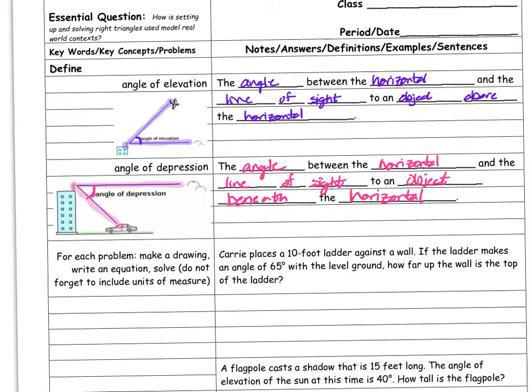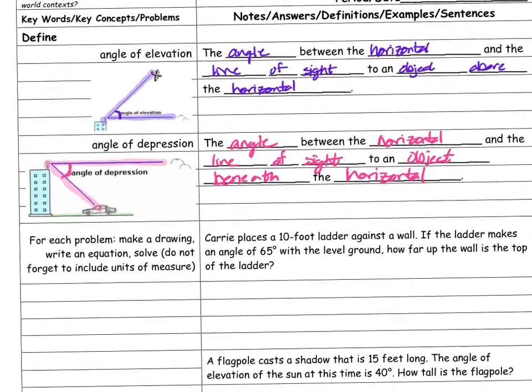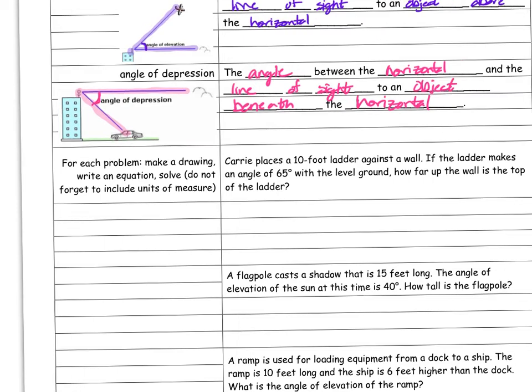I'm going to read, and then we're going to go ahead and go on. The directions say, for each problem, make a drawing, write an equation. So for each problem, we're going to make a drawing. You have to make a drawing. You're going to write the equation, and then I'm going to solve. And in the answer, do not forget to include the units of measure, okay? Make sure that we're actually answering the question properly, is basically what it's saying.